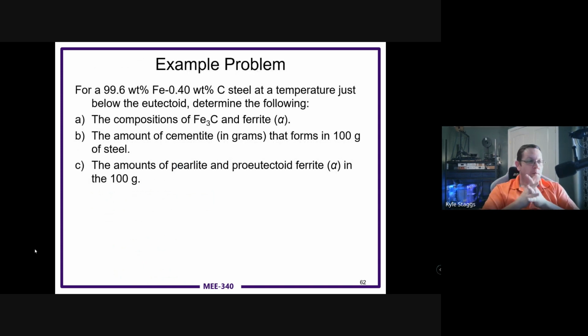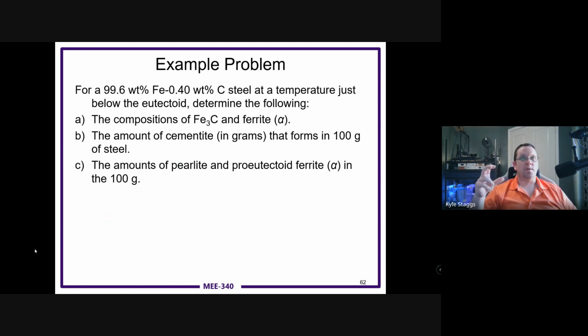We're going to look at a couple more examples, which should help with that. So let's take a look at a 0.4 weight percent carbon steel, at a temperature just right below the eutectoid point. We're going to pull a couple key numbers out of the graph that are going to be important for you guys to know for later.